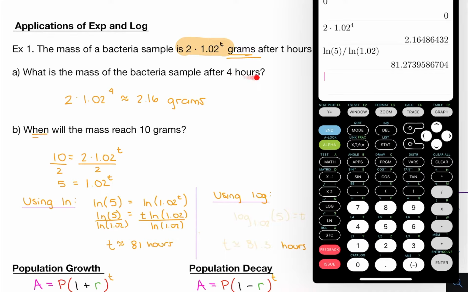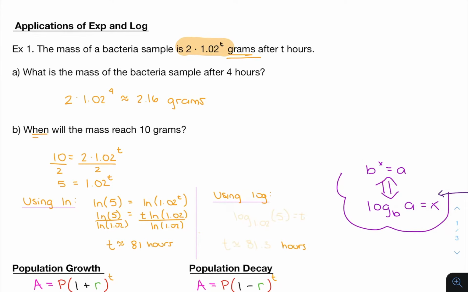If we wanted to use log to solve this equation, we can change from exponential form to logarithmic form. That means we're going to change this into log. We take our base and write it as log base 1.02 of 5, and that is equal to t. Again, we're just going to plug this into our calculator.